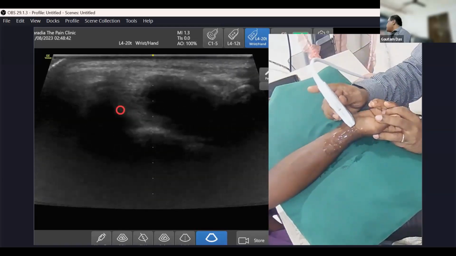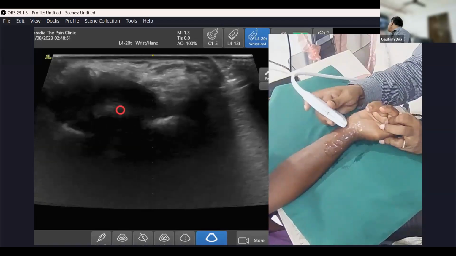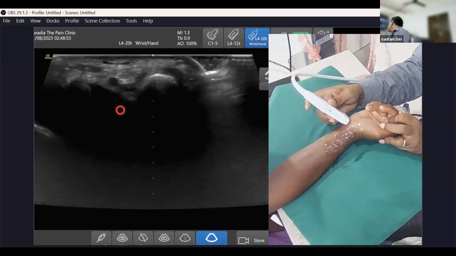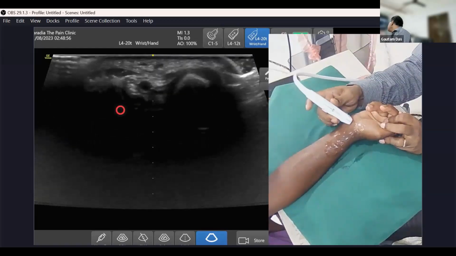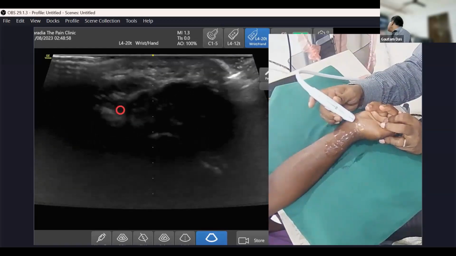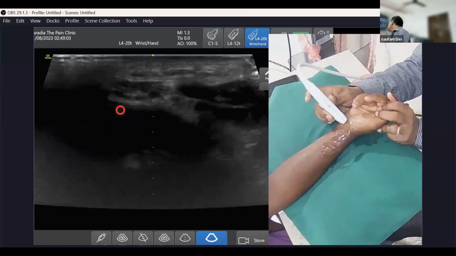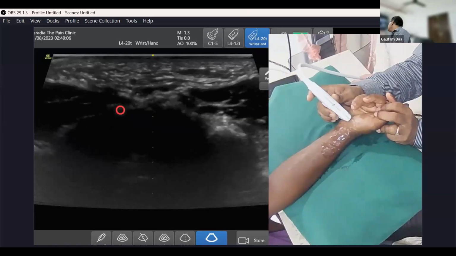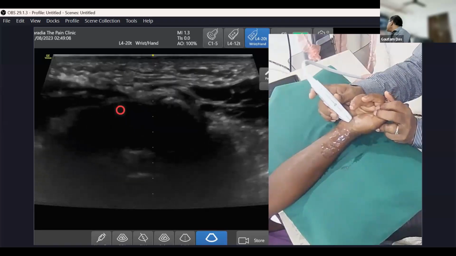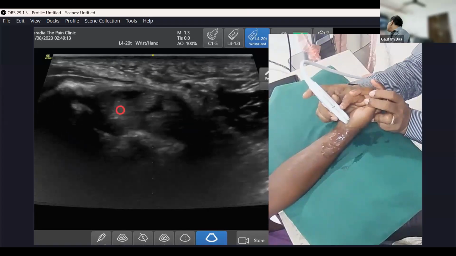Again, let me go back. Let me follow the ulnar artery. This was the ulnar artery in the middle of the screen. I'm keeping it, and then if I'm going distally. Okay, so this bone, what is coming here? This bone is the hook of the hamate. So at this position, I am keeping it on the one side.